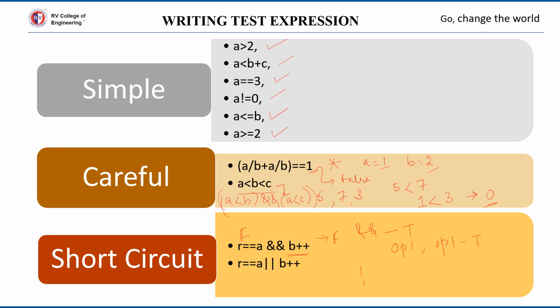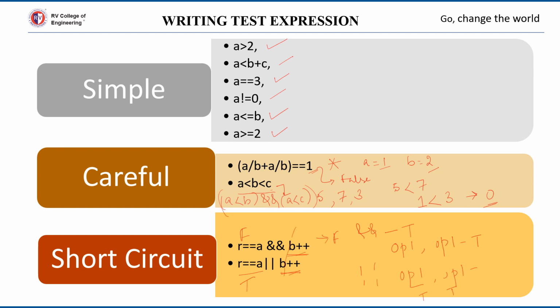Same thing holds good with OR also. OR is true when any one of the operands is true. If both the operands are false, only then it results in false. So in case of OR, if one of the operands results in true, the other operand is never evaluated, and these side effects will never happen.